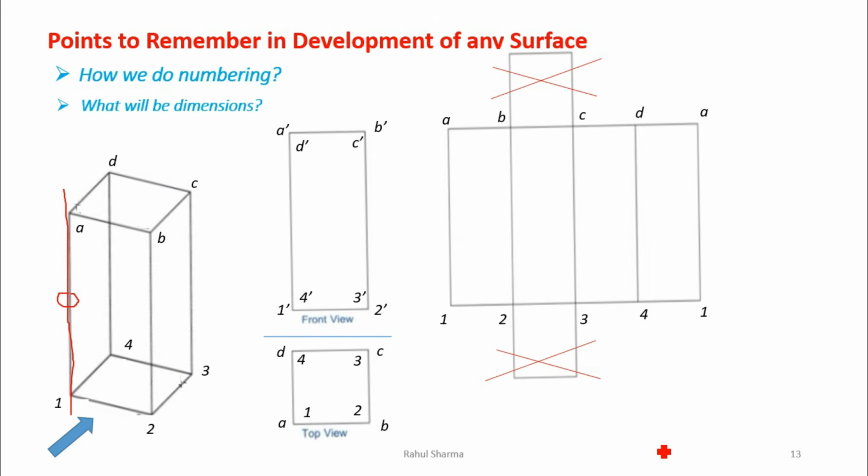Now we will see how we do the dimensioning. You have to apply this same method for parallel line, for radial line, and for approximation also we use the same method, but you have to remember these two concepts: how we do numbering and how we do dimensioning.